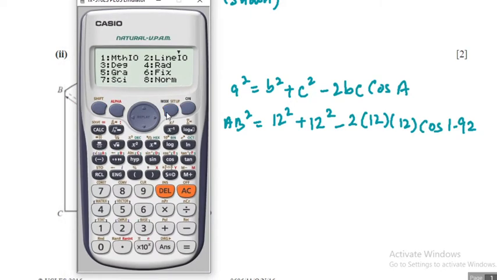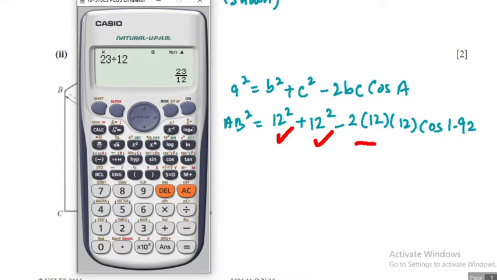Shift mode here, and I will press 4 to get the radian function. Then I will just type accordingly: 12 squared minus 2 times 12 and so on. So 12 squared plus 12 squared, but if you know it's 144, you can just press 144.